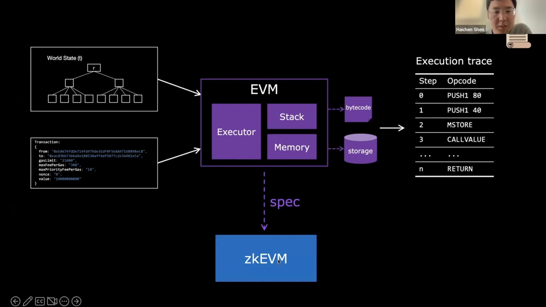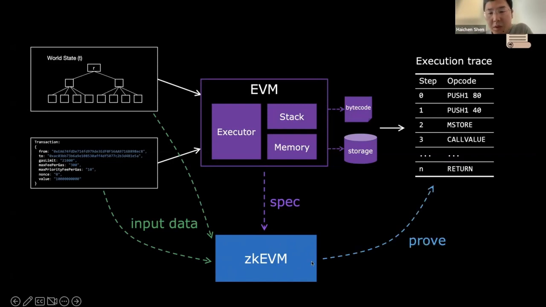So you're taking that spec, and that ends up with the zkEVM. And then when you're trying to invoke the zkEVM to generate a certain proof, you will use the current world state root as the input data, and then the transaction as another part of the input data, and pass them to the zkEVM. They're going to instantiate a zkEVM proof instance.